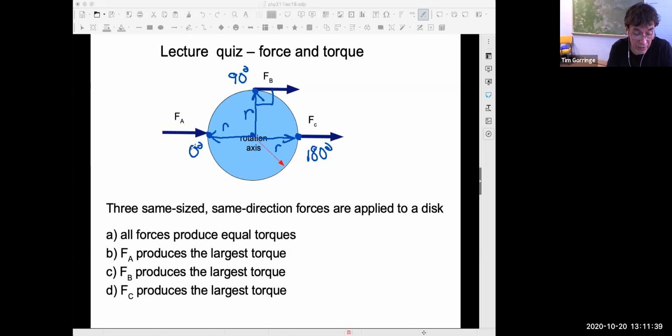The 0 degrees situation, the 180 degrees situation, sine of 0 or sine of 180 gives you 0. Those forces create no torques. It's only the situation with the 90 degrees here that you get a torque, where sine of 90 degrees is 1. And so the correct answer to this one is that FB creates the largest torque.